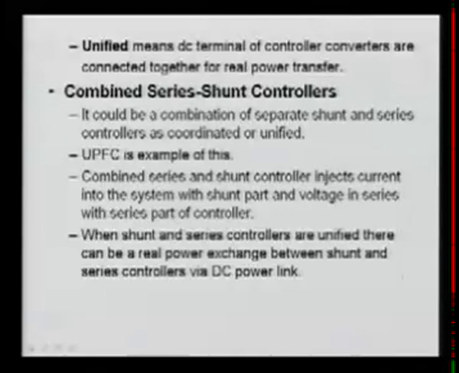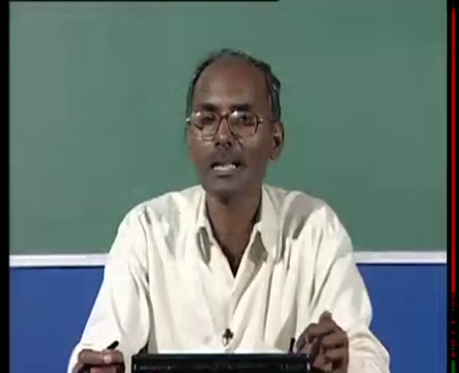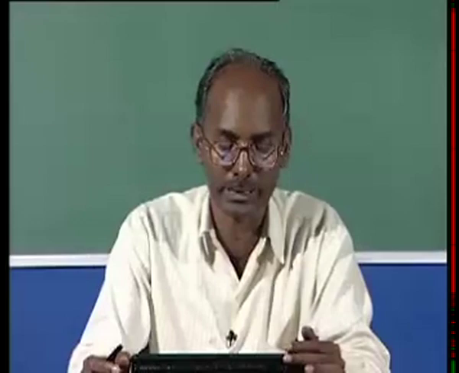Unified means the DC terminals of the controller converters are connected together for real power exchange. So here there is a DC link, and two converters are connected by it. The combined series shunt controllers, or shunt series controllers, could be a combination of separate shunt and series controllers as coordinated or unified. The example of this is the UPFC, a very versatile device called the Unified Power Flow Controller. It is called unified because the series and shunt converters are connected by the DC link. If it is not by a direct DC link, and you are controlling separately, then it is called coordinated.